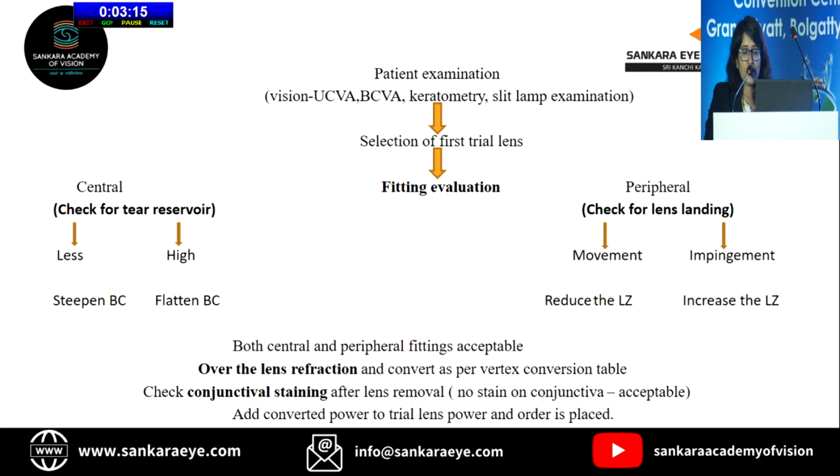For the peripheral fitting, we look at the lens landing. If there is excessive movement, we reduce the landing zone. If there is impingement, we increase the landing zone. Once both fittings are acceptable, we do an over-the-lens refraction and convert as per the vertex conversion table. Any stain on the conjunctiva is not acceptable.